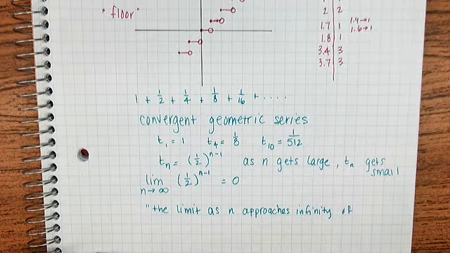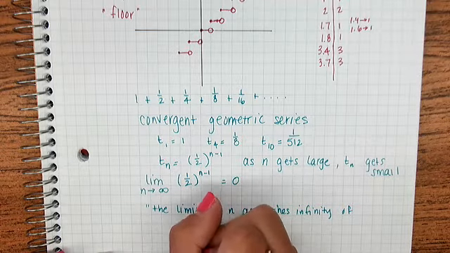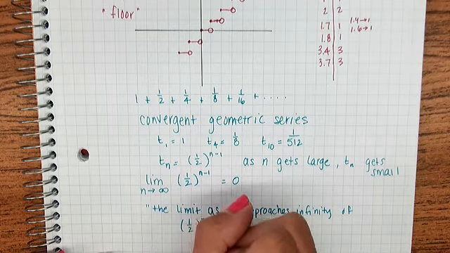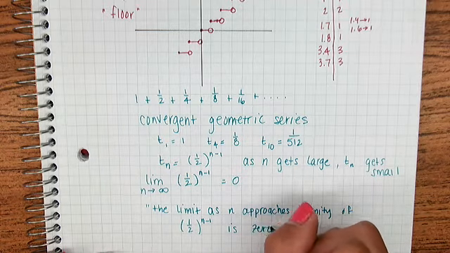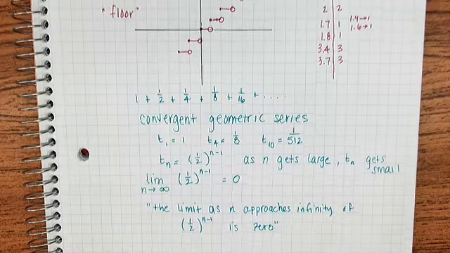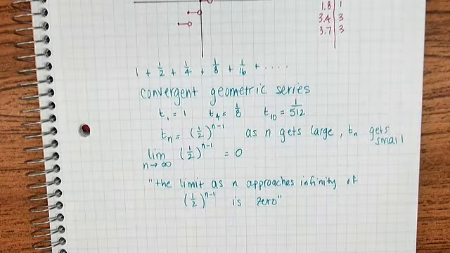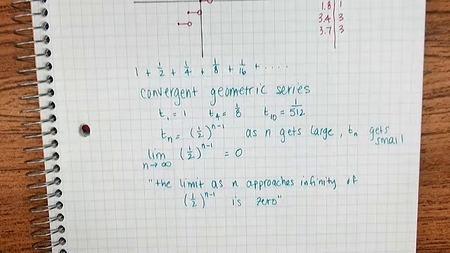In this case, 1/2 to the n minus 1 is, and in this case, it was 0. So that's how you would say this in English. The limit as n approaches infinity of 1/2 to the n minus 1 equals 0.